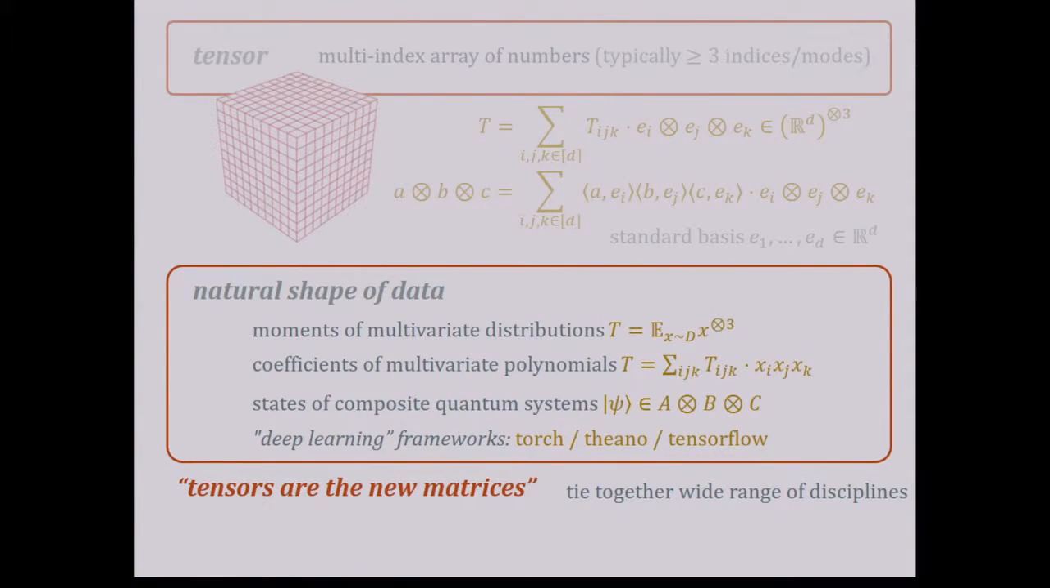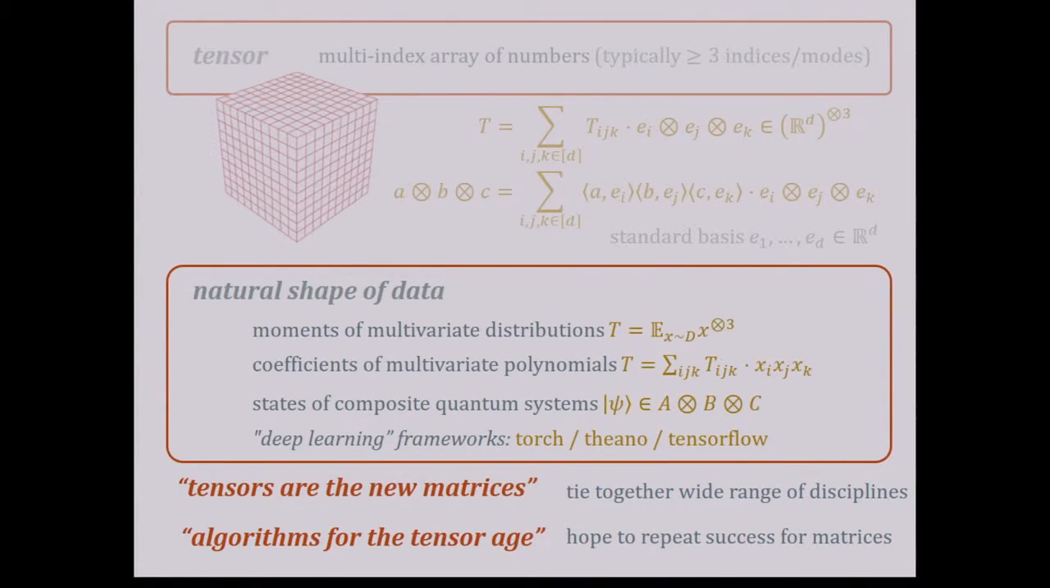But it turns out that tensors have some unique advantages over matrices, just because they are richer. In particular, there's a reason why these software libraries are not based on matrices but on tensors. So tensors are deeper than matrices. That also means that if tensors are the new matrices, then it's time to develop algorithms for the tensor age.